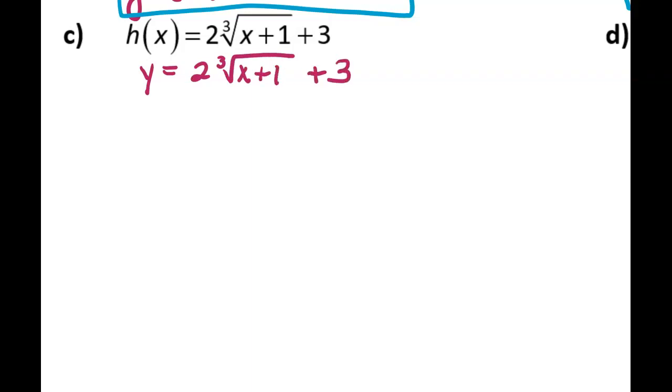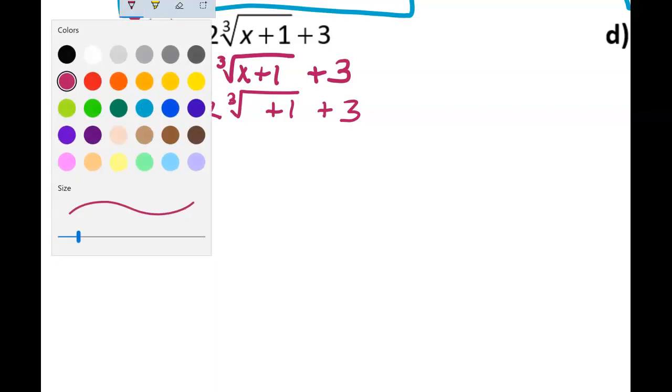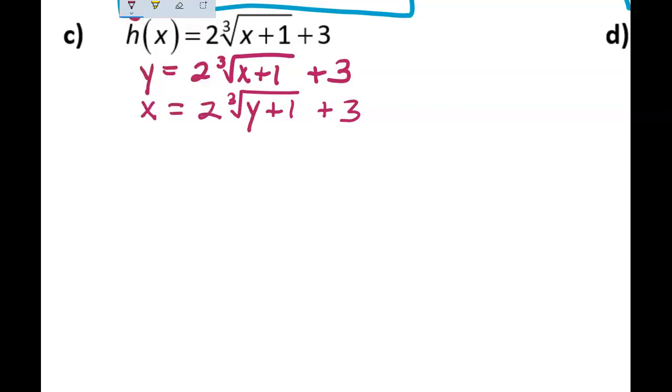And then we're going to interchange x and y because that's what creates the inverse. And now we're going to solve, whoops, I don't think I replaced the x with a y. Let me fix that. Now we're going to solve the equation for y.